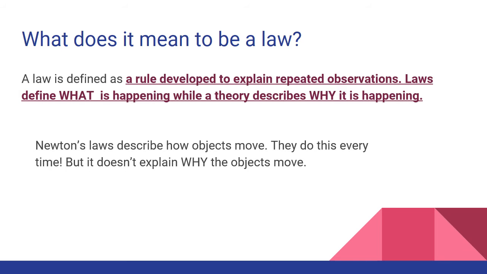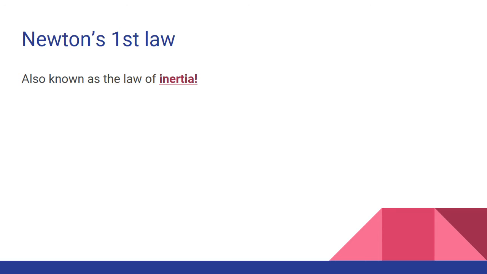And so this guy Newton came up with some laws to describe how objects move. And he saw that they do this every time, but the laws don't exactly explain why the objects move. That's something we'll look at later. So there are three laws that Newton came up with. And the first one is also called the law of inertia.